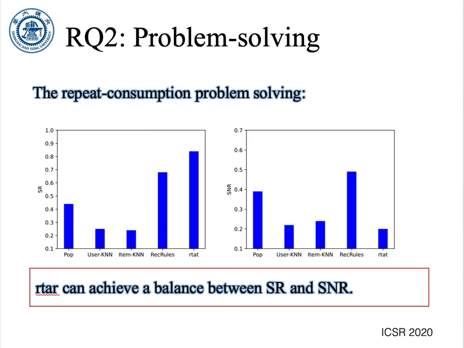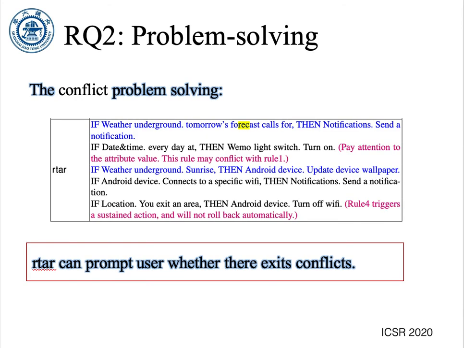Secondly, Atar takes several factors into consideration, such as a rule's popularity, its repetitiveness, and the user's preference for repeating this rule. It achieves a balance between SR and SNR. Finally, it can prompt users whether there exist conflicts. To sum up, Atar can solve the cold start, repeat consumption and conflict problems to some extent. Unfortunately, due to the time limit, we do not conduct online tests, which will be done in future work.